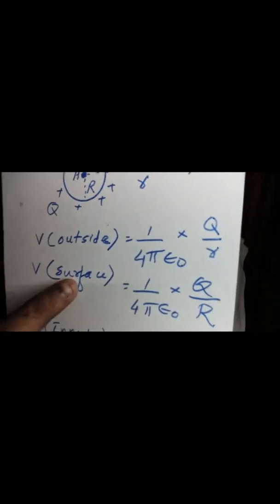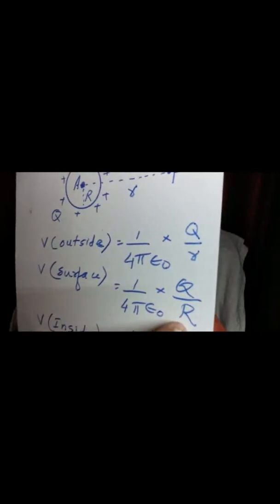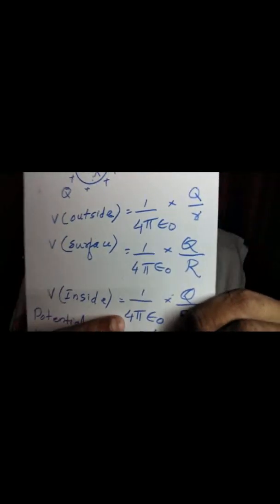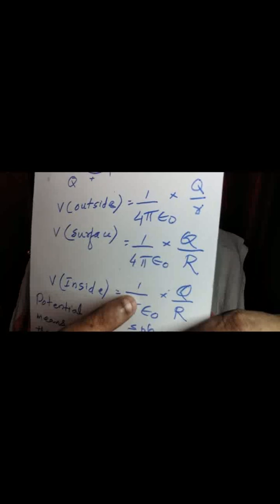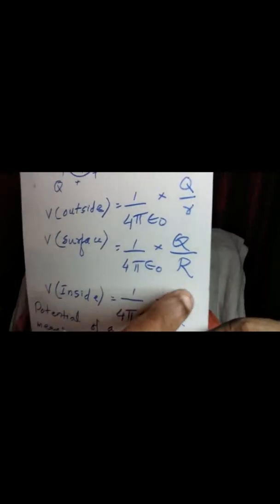On the surface of the shell, V surface equals 1 by 4 pi epsilon 0 into Q by capital R. Capital R is the radius of the shell. V inside is the same as that on the surface, that is 1 by 4 pi epsilon 0 into Q by capital R.